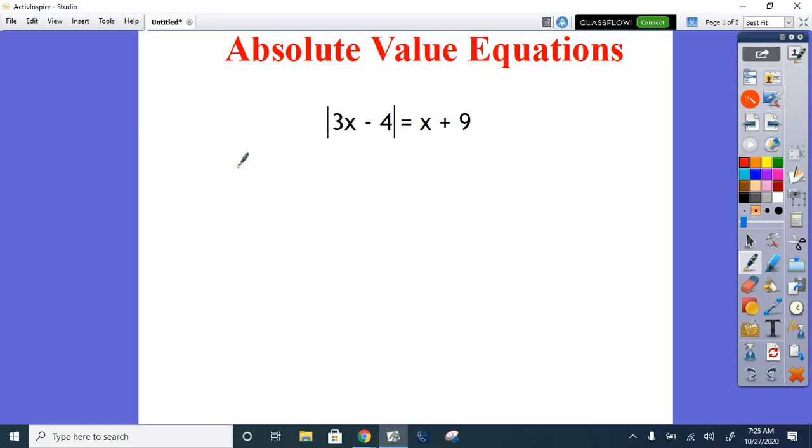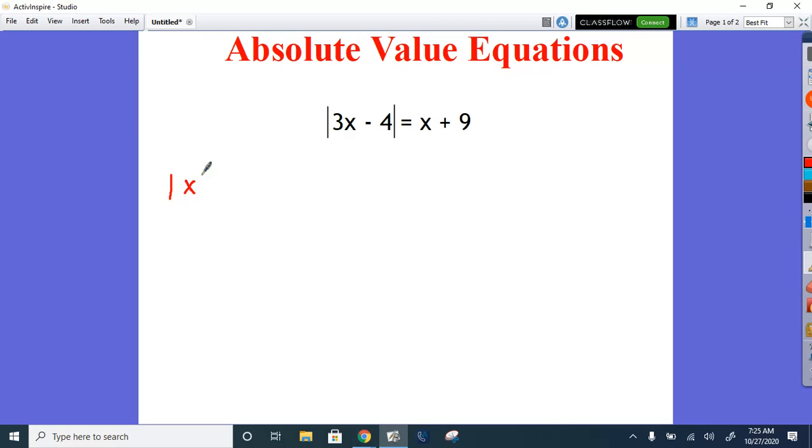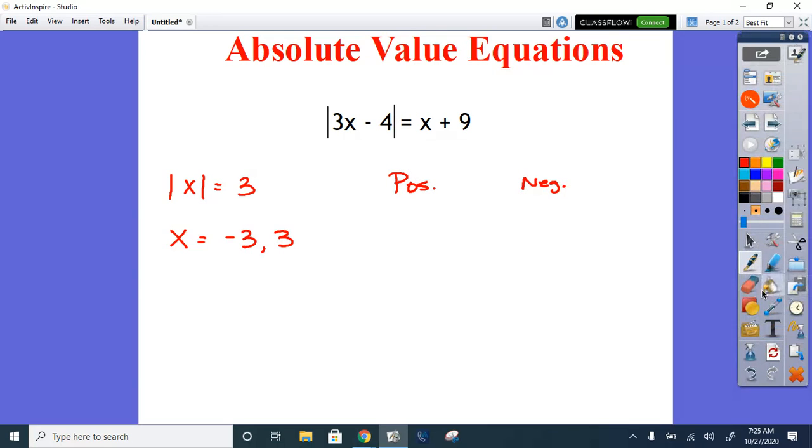When we get to an absolute value equation, remember that when we have the absolute value of a number, let's say the absolute value of the number is 3, there are two possible values. You have the positive and negative version of it. So both are solutions here, which is why we will be setting up again our positive and negative equations. Okay? So that's the first thing to remember here.